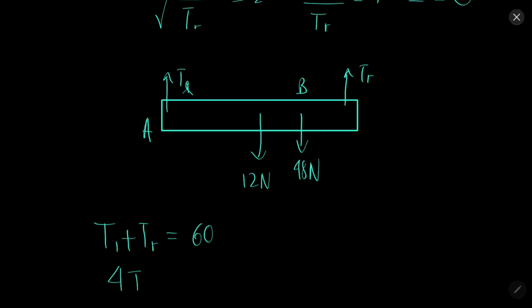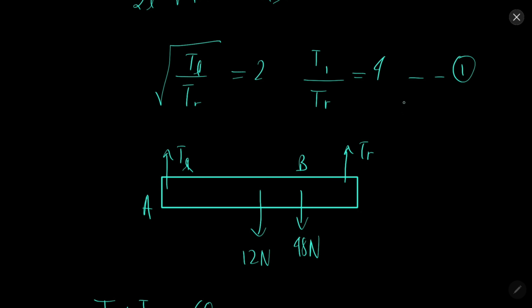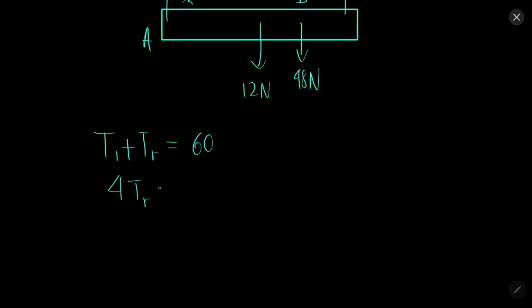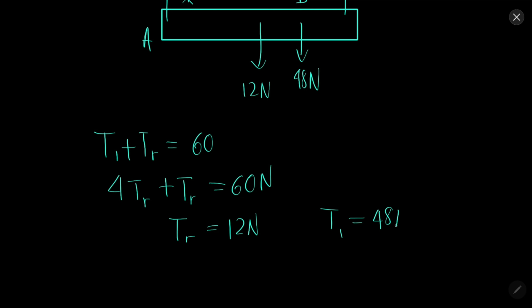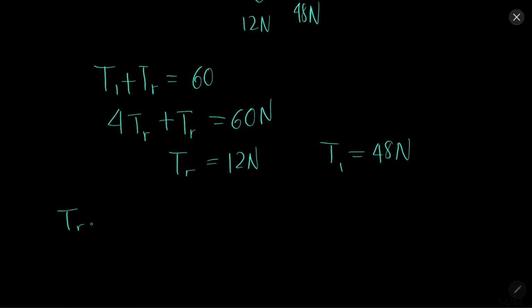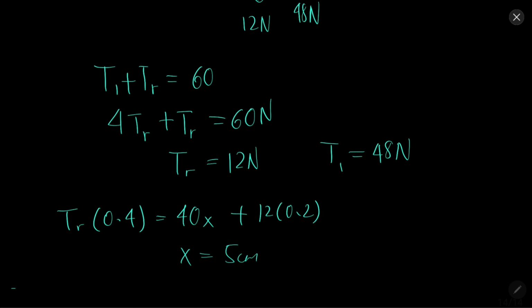Now we know that T1 is equal to 4 Tr. So Tr plus 4 Tr equal to 60 Newton. So Tr will come out to be 12 Newton, and because of that T1 will come out to be 48 Newton. So about the point A we will have this situation. So x will come out to be 5 centimeter from the left side.